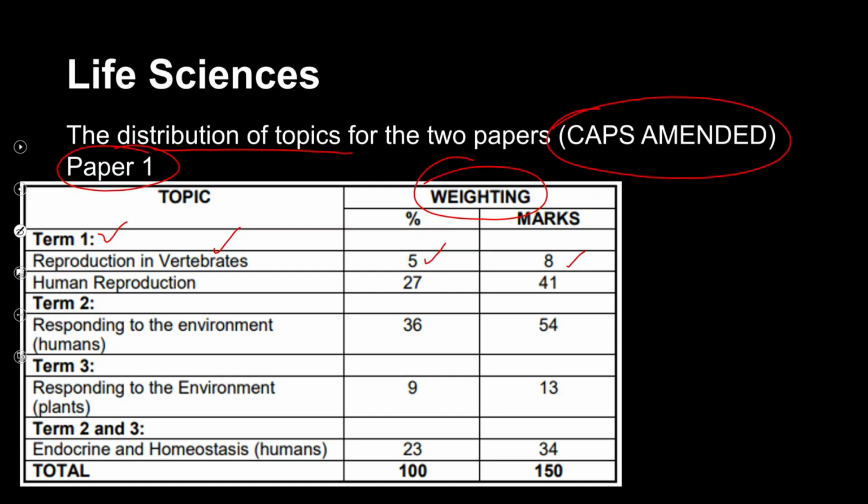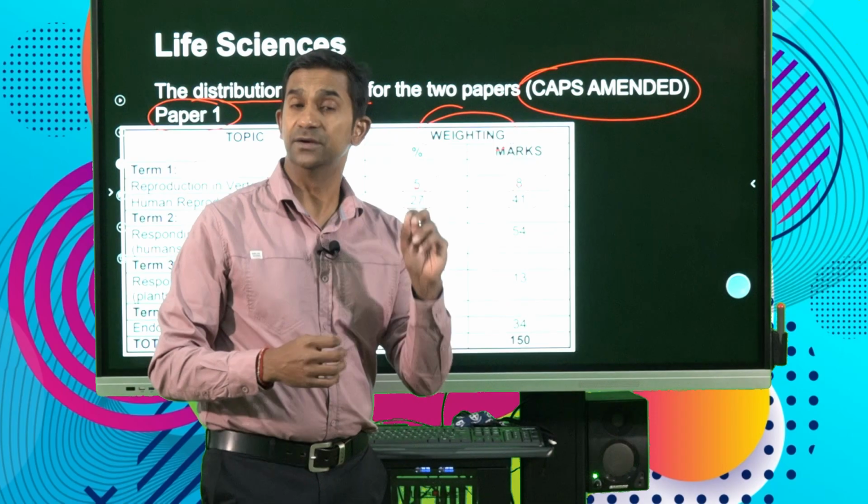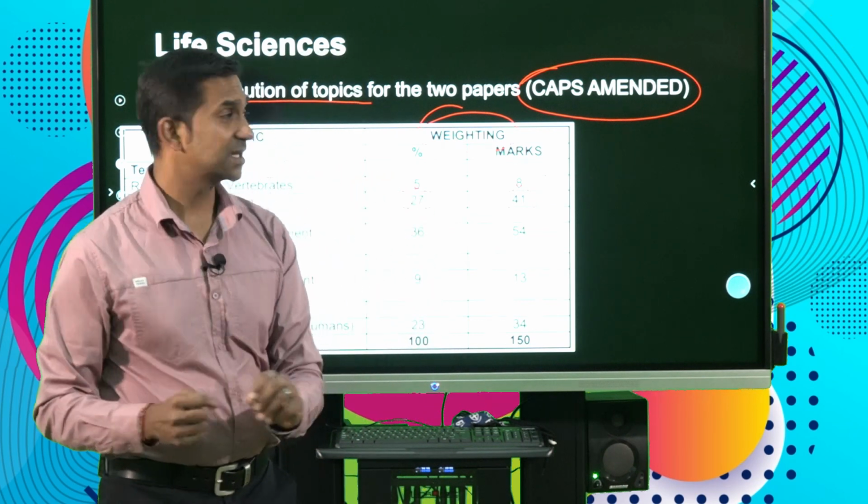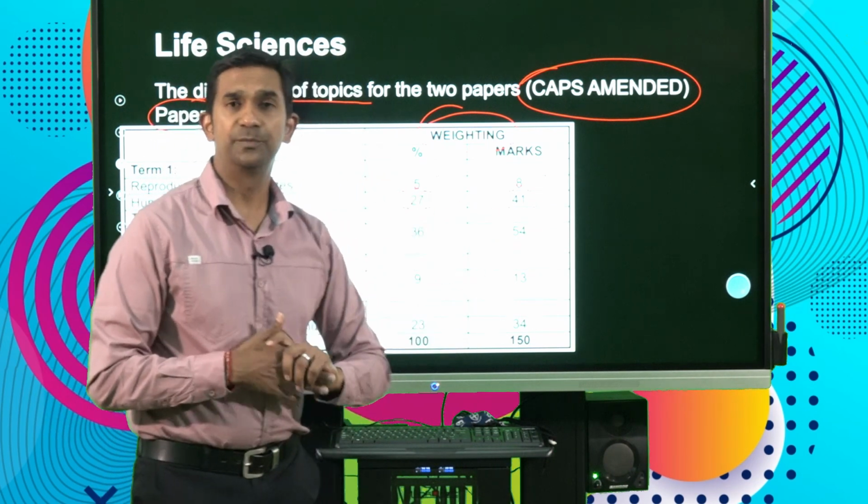The next topic in paper 1 is human reproduction. And this makes up 27% of the exam. What does this translate to? 41 marks. Now we're in business. It's a significant amount of marks for paper 1.